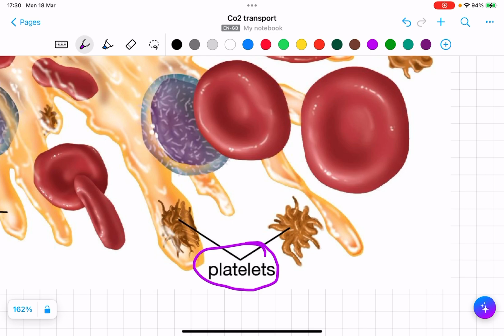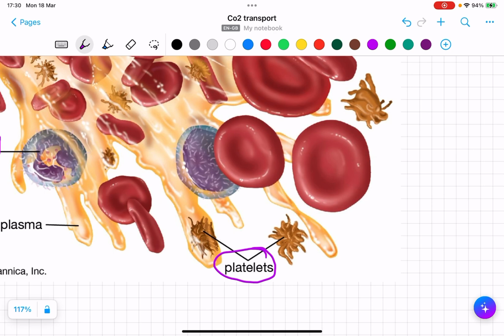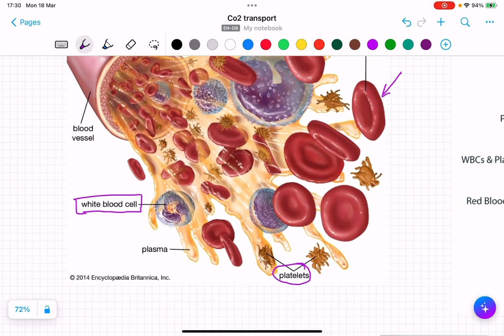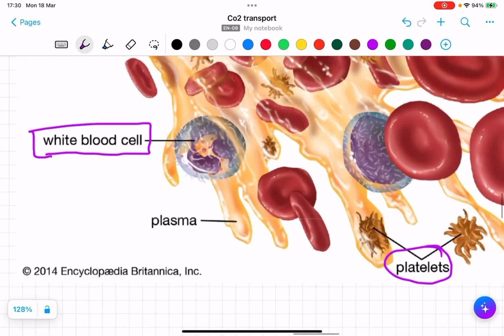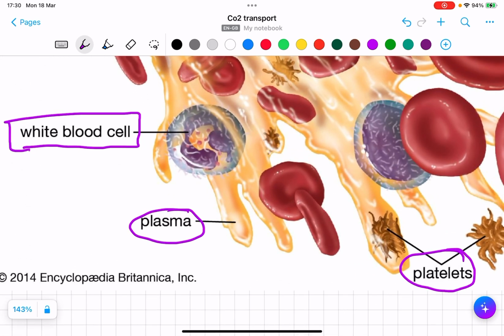bahan untuk bekukan darah. So, bila kita cut our skin, so there is the blood flow. So, platelet will cause the blood to dia akan bekukan darah. So, kita tak akan hilang banyak darah. So, kita ada platelets, and then kita ada lagi satu which is blood plasma.